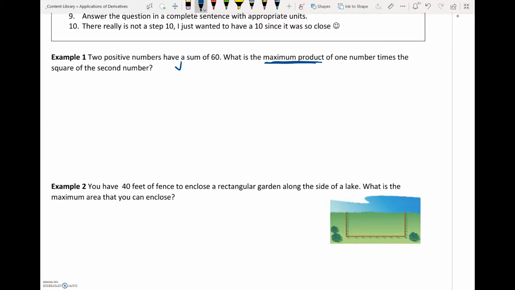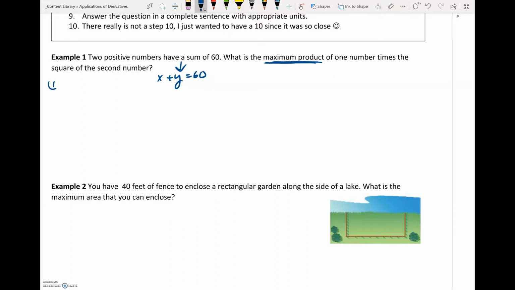So for this first sentence, let's actually write this out algebraically. Two positive numbers have a sum of 60. We don't know if they're the same, so we can call the first one x and the second one y. And if we add them together, that should be 60. This next one here is our optimization function, because it's saying find the maximum product.